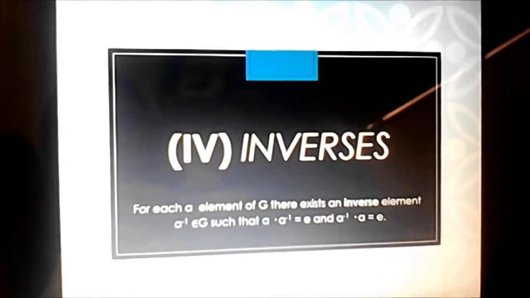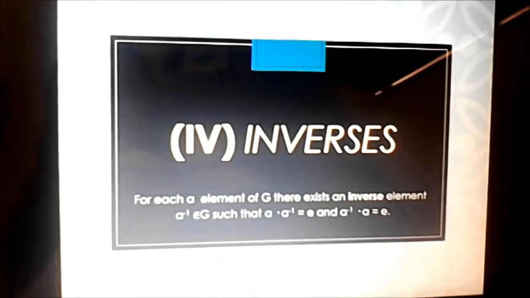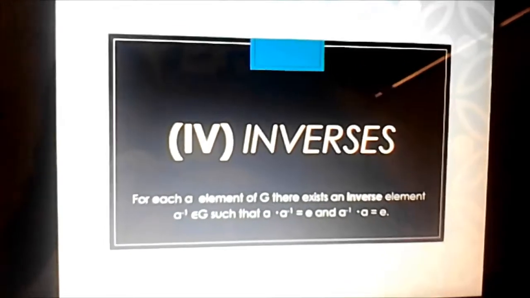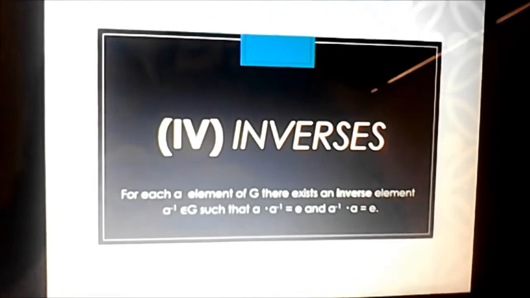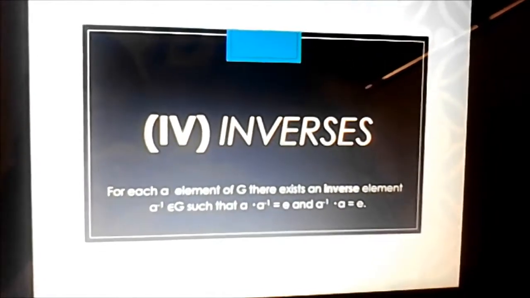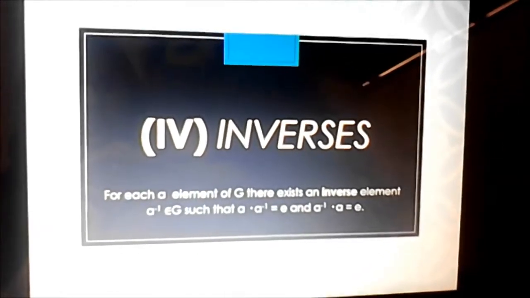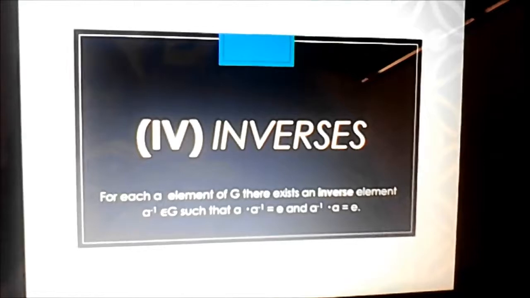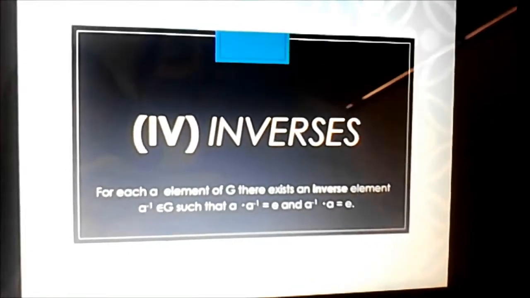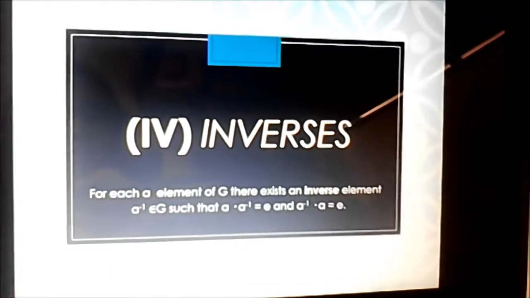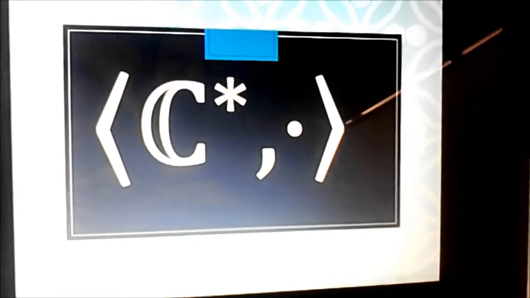The fourth property is the inverses. For each a element of G, there exists an inverse element. Let's suppose a inverse is an element of G such that when a is multiplied by its inverse, a inverse, it is equal to e. And it is also the same when we have a inverse multiplied by a, which must be equal to e. So let us prove that the complex numbers under multiplication form a group.